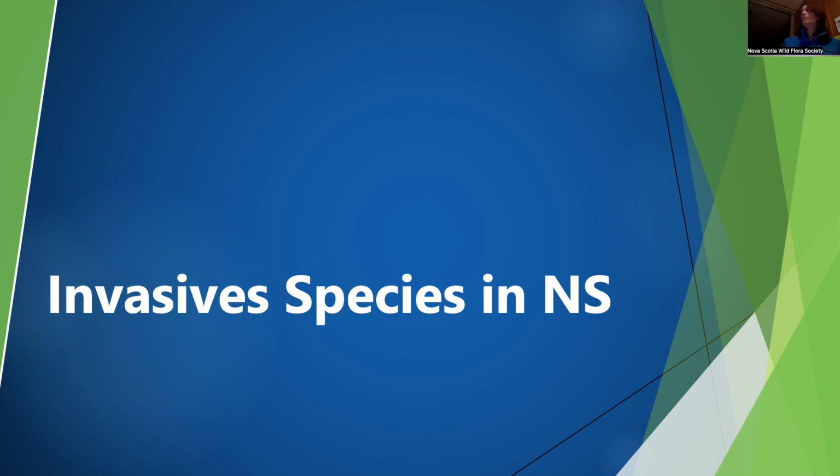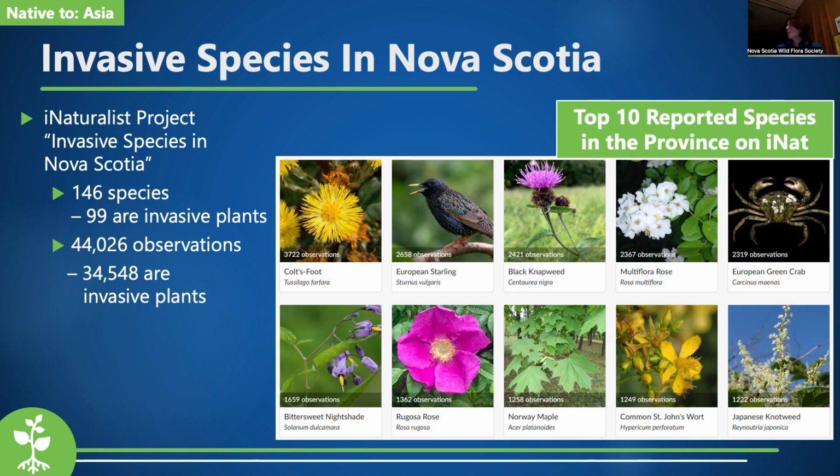All right, so next I'm going to talk about some examples of invasive species here in Nova Scotia. First, from a more general viewpoint, we have an iNaturalist project called Invasive Species in Nova Scotia. With that project, all observations of invasive species on iNaturalist in Nova Scotia get lumped into this project. So far on that project, there are 146 species and 44,000 observations of invasive species in the province.